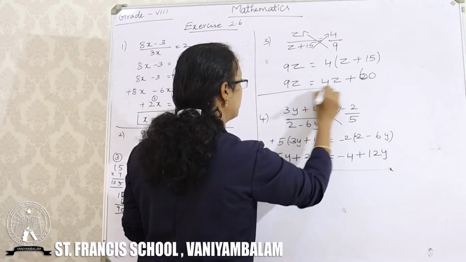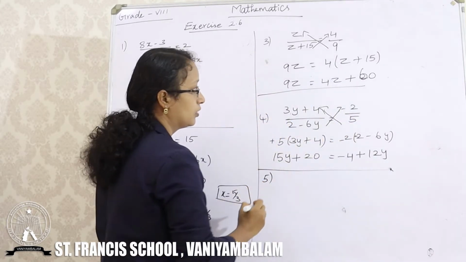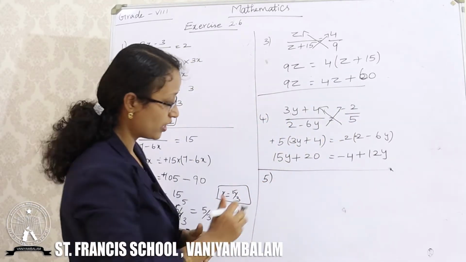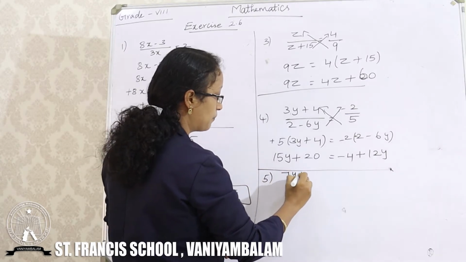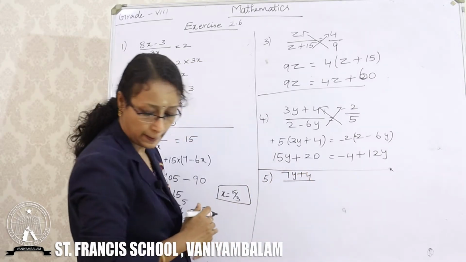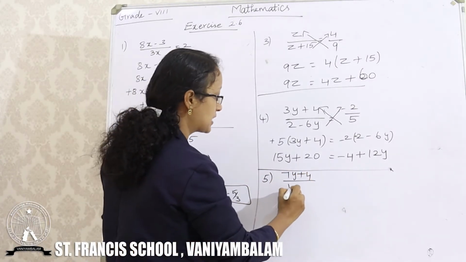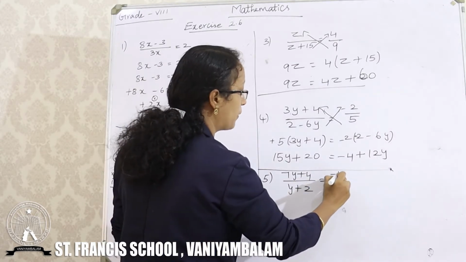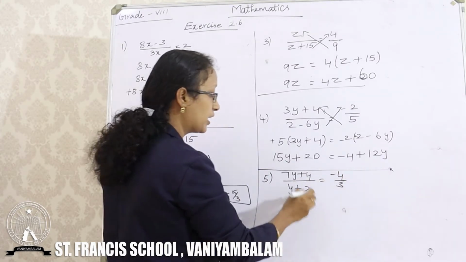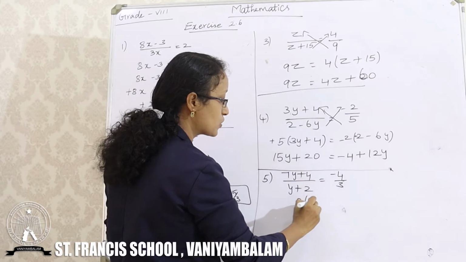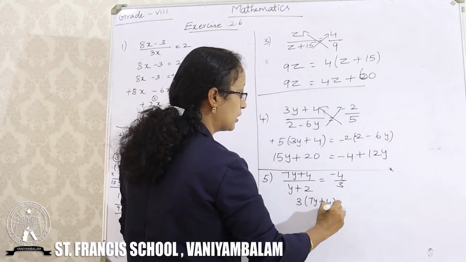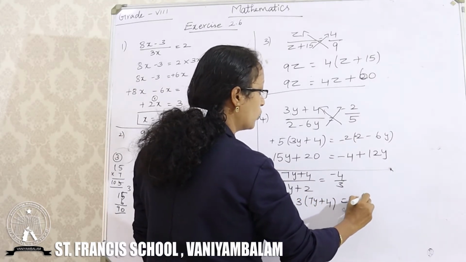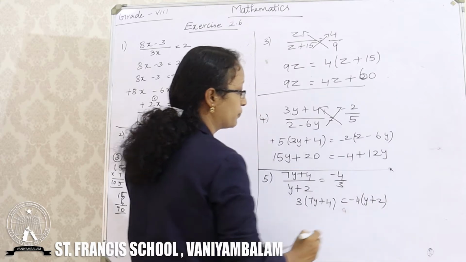And the fifth one, okay, fifth one: (7y + 4)/(y + 2) = -4/3. Again you can cross multiply. 3 into (7y + 4) is equal to -4 into (y + 2).